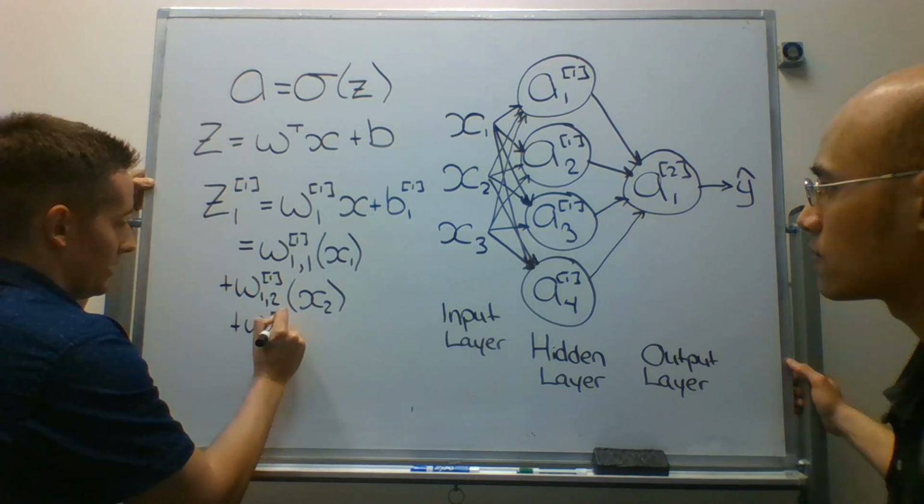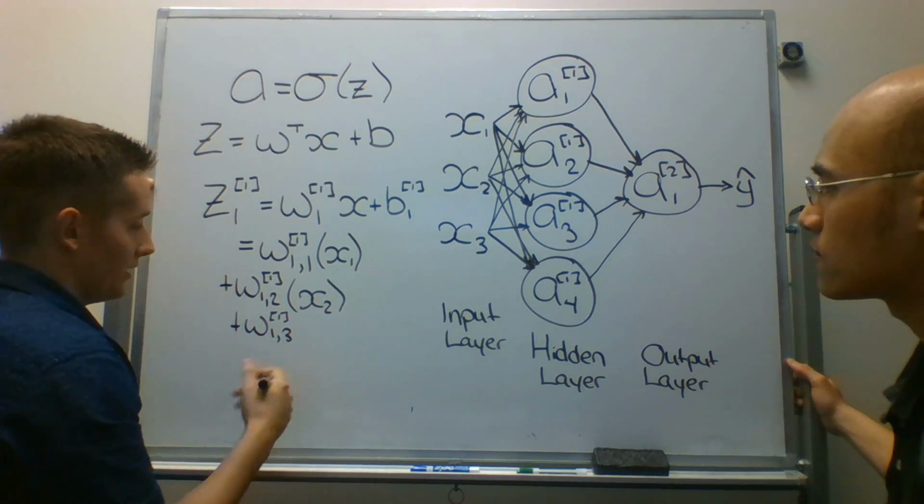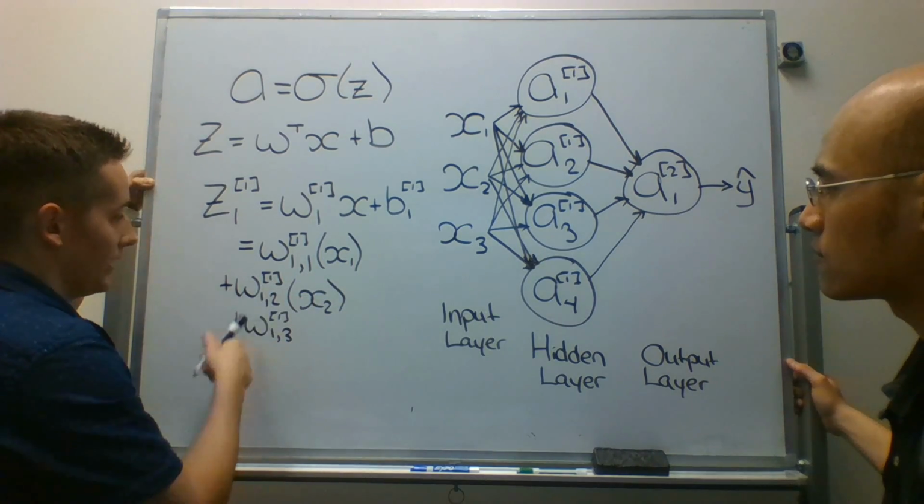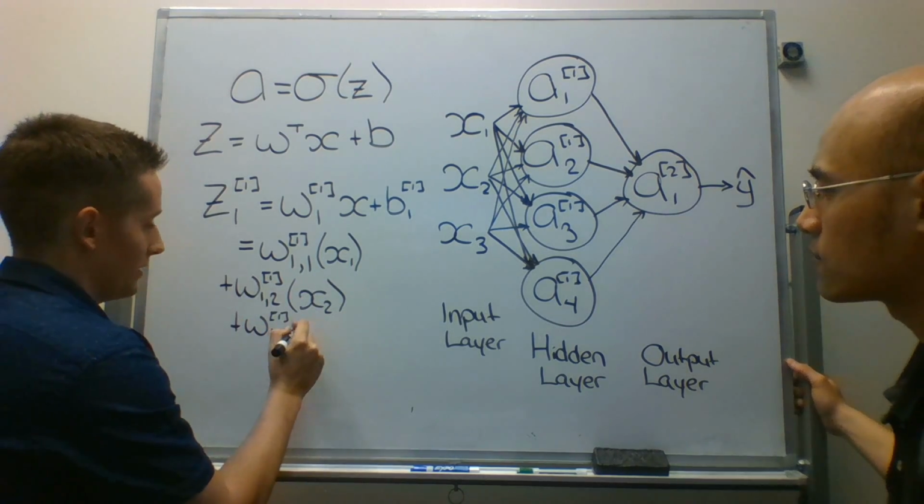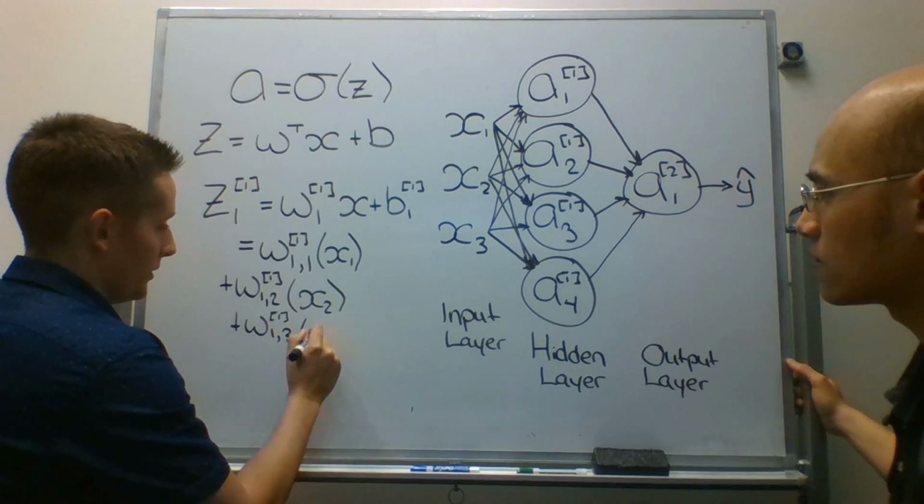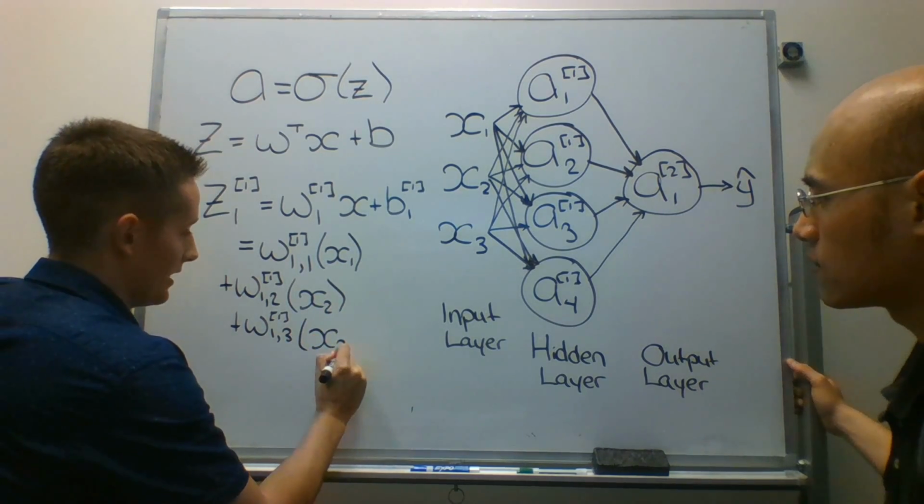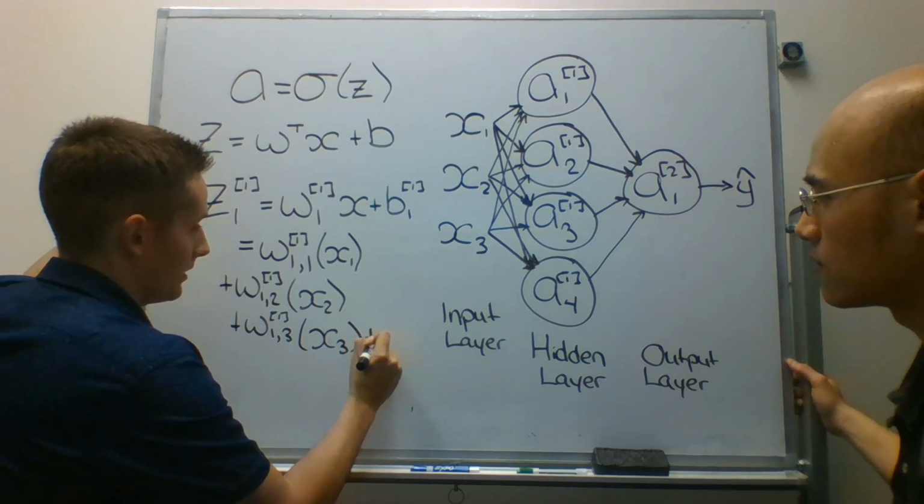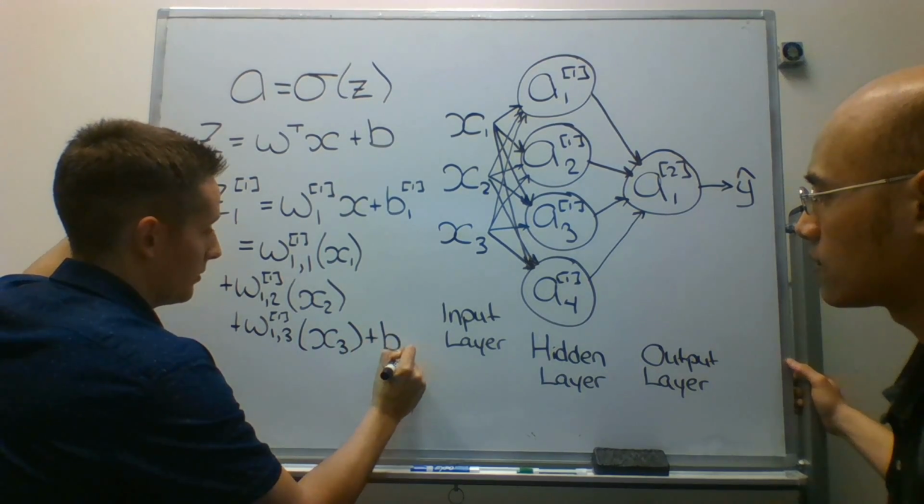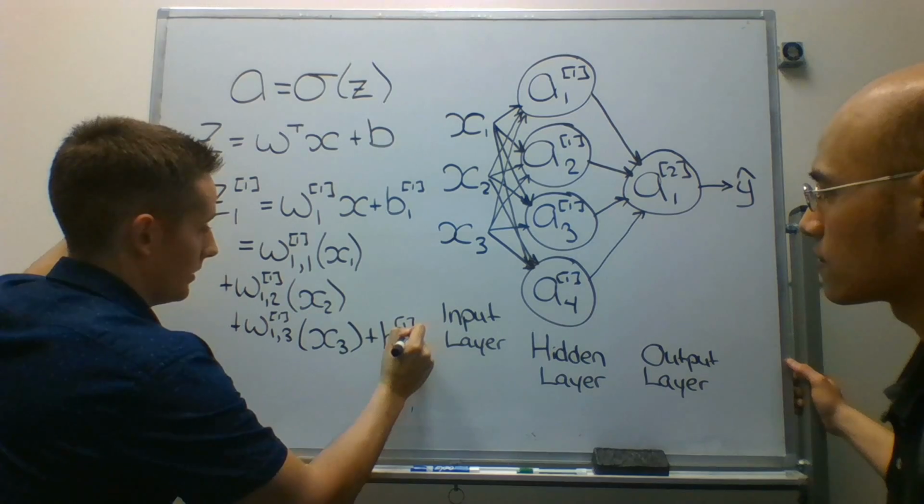So if you imagine if we had image recognition and you have thousands of pixels, you will have thousands and thousands of weight terms, but that's how we start actually learning and coming up with these complex representations of the input data. Plus bias 1, layer 1.